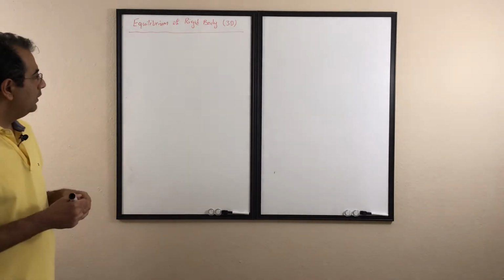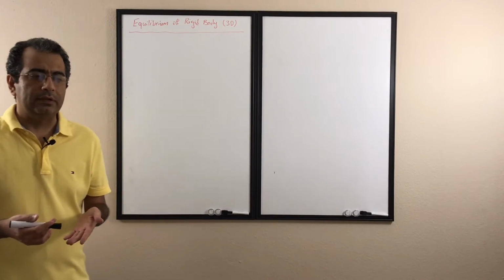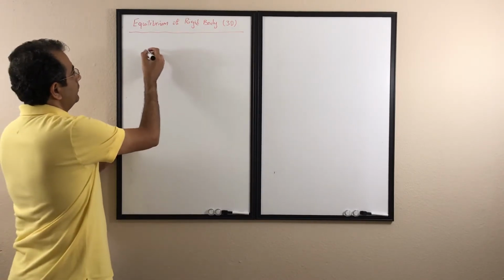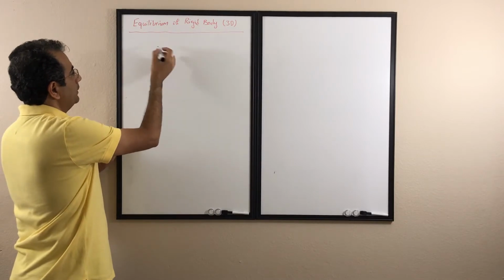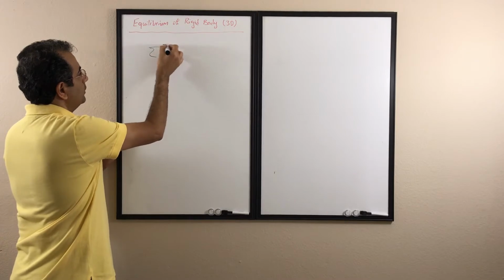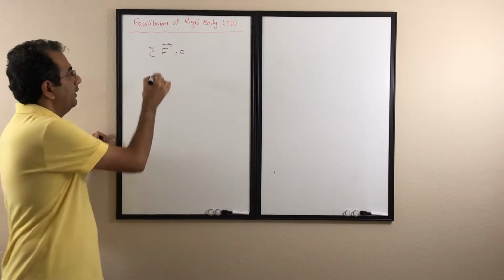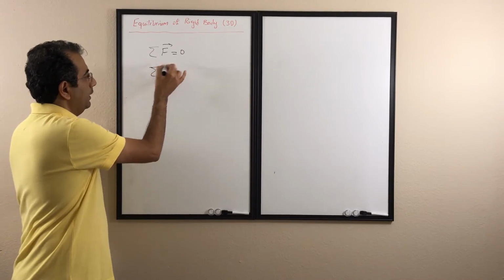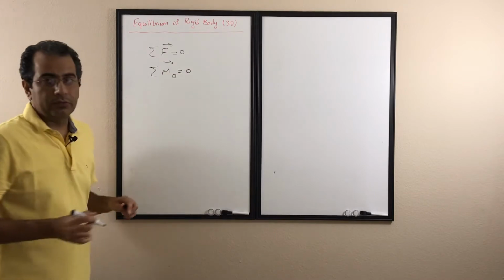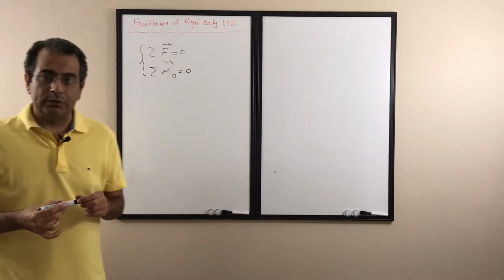When we have a 3D object, we have the same thing, but most of the time we have to do it in the vector format. So in 3D format, when we want to see if the particle is in equilibrium, first of all, all the forces in vector format should be 0, and all the moments about any point in the vector format should be 0. So we have to satisfy these two equations.